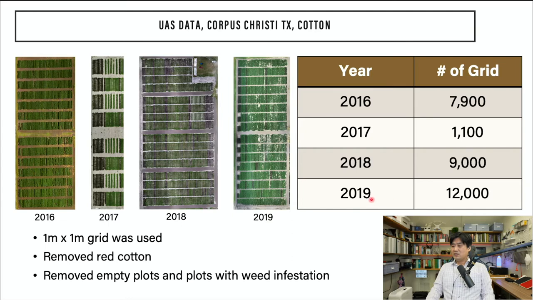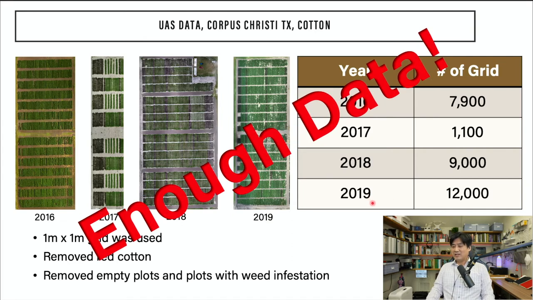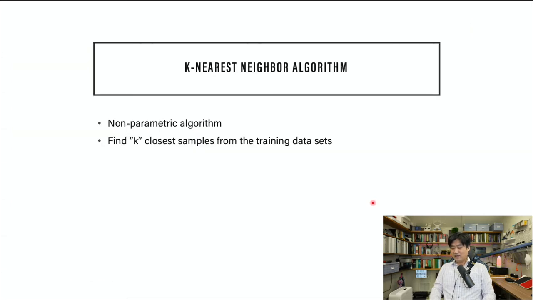And I can claim that this is going to be enough data to develop the model. I need to go back to the hypothesis again: we have enough data, so we need to come up with a simple model. The simple model we came up with is the k-nearest neighbor algorithm. This is a non-parametric algorithm. Simply, when a new sample comes in that we want to predict, it tries to find the k closest samples from the training data set, and uses those k closest samples to predict what is going to happen in the future.